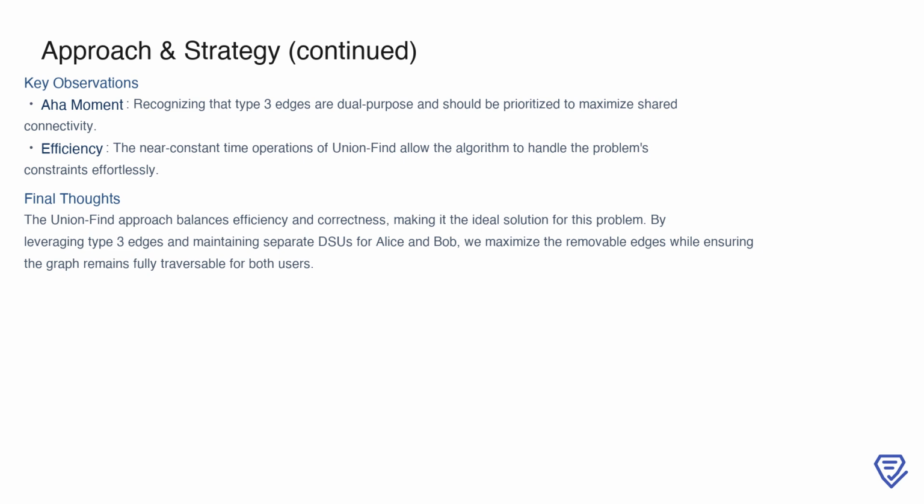By leveraging type 3 edges and maintaining separate union-find structures for Alice and Bob, we are able to maximize the number of removable edges while ensuring the graph remains fully traversable for both users. This highlights why the union-find method is not just an optimal solution, but also an elegant one for this problem.